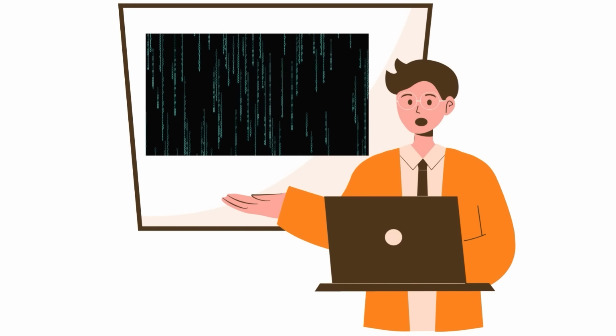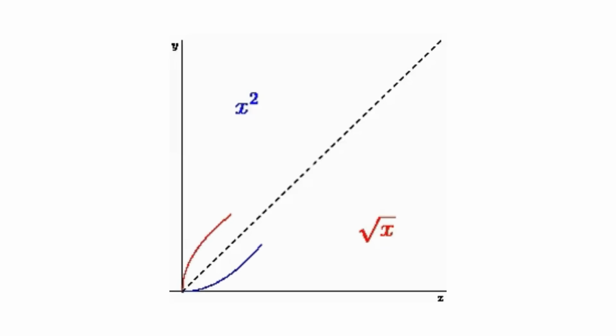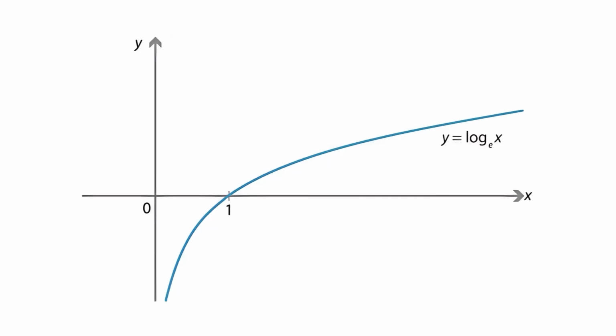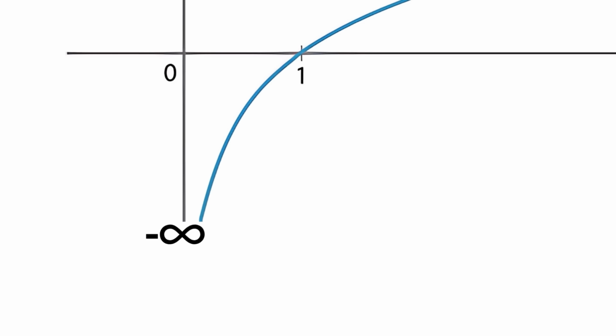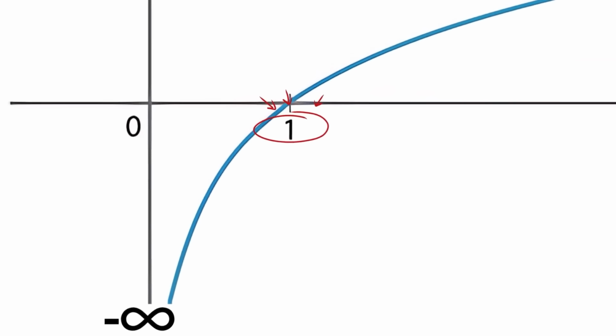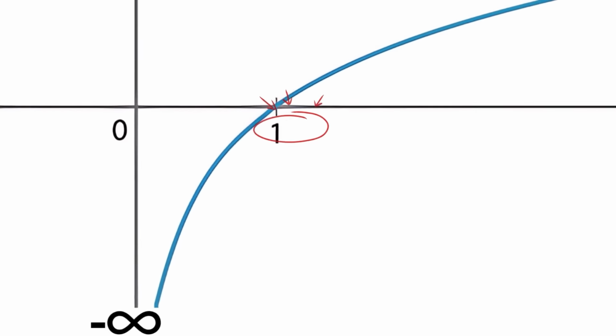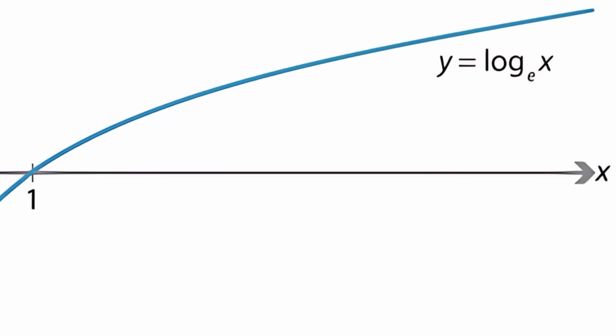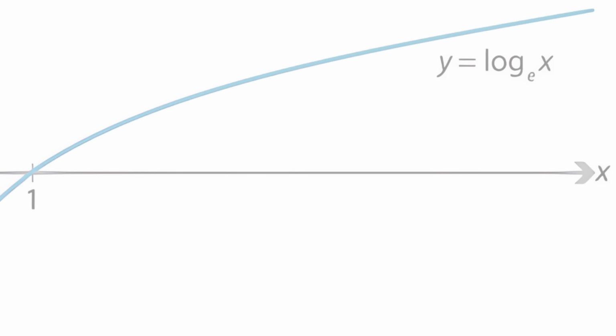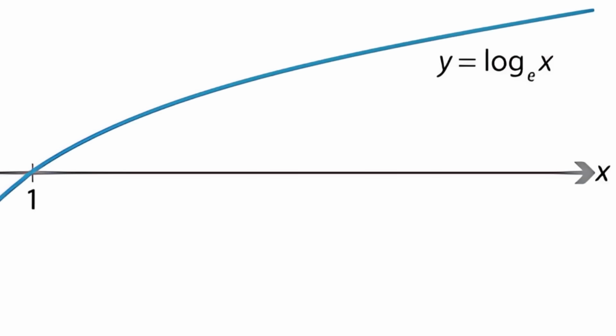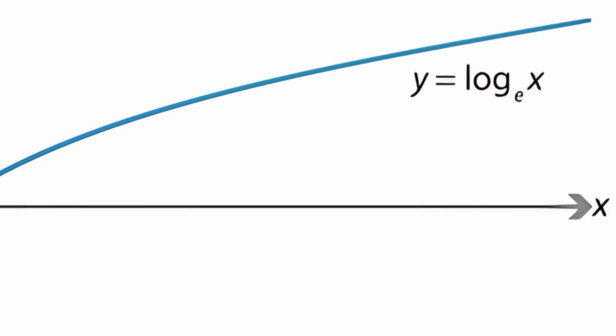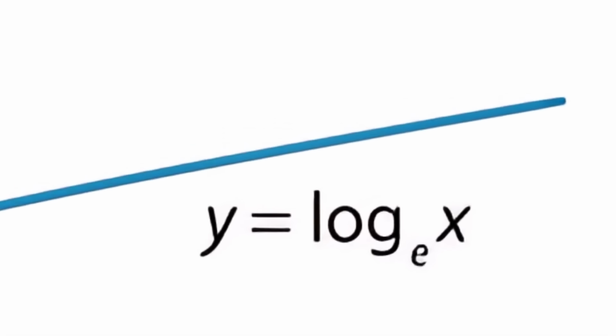common in computer science. The graph of any inverse function can be created by taking the graph of the original function and reflecting it across the line y equals x. If we use the natural logarithm, what we get is a curve that shoots up from negative infinity to the right of x equals 0, crosses the x-axis at x equals 1, and then grows more and more slowly as it goes to the right. However, its growth is unbounded, so it will reach arbitrarily high values if you go far enough to the right.